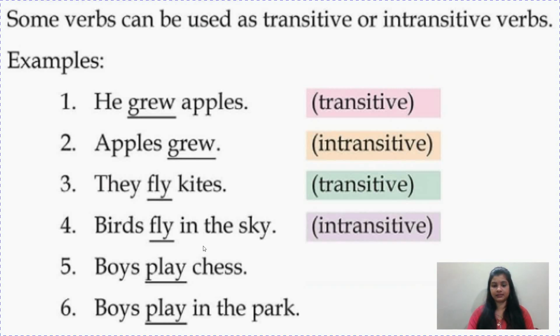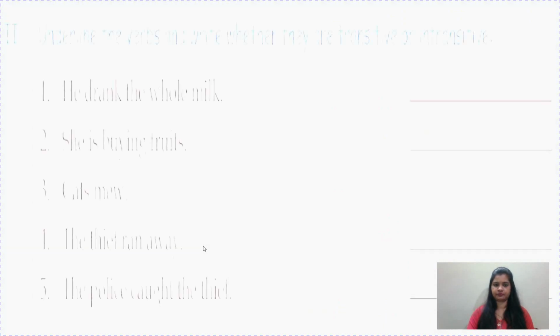Boys play chess. What? Chess. It needs an object. So it is transitive. Boys play in the park. Like children, in the fourth sentence, in the sky. In the sixth sentence, in the park. They are giving the answer of where. So we don't require, transitive verb does not require the answer of where or how. So again it is intransitive.